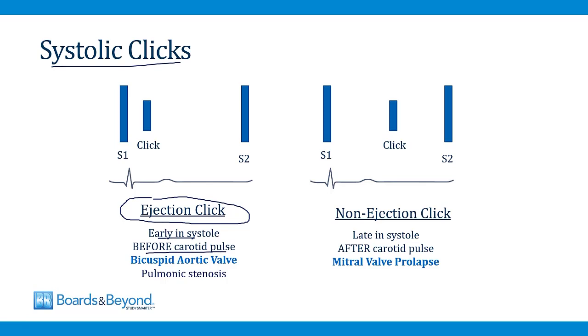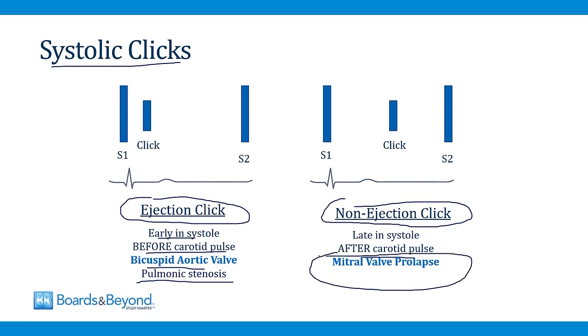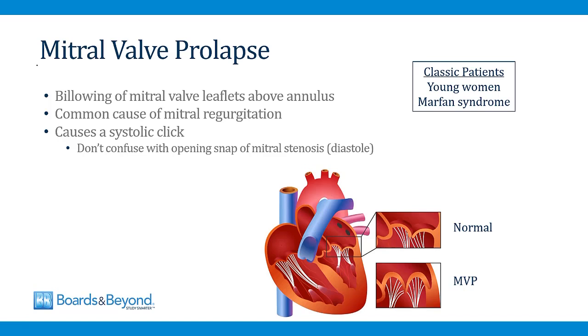The classic cause of an ejection click is a bicuspid aortic valve, although you can also see it in pulmonic stenosis. Second type of click is called a non-ejection click. These clicks occur later in systole. They occur after the carotid pulse, and the classic cause of a non-ejection click is mitral valve prolapse. So that's a nice segue into mitral valve prolapse.